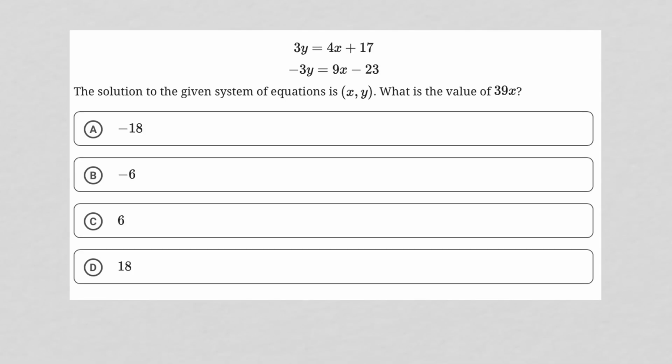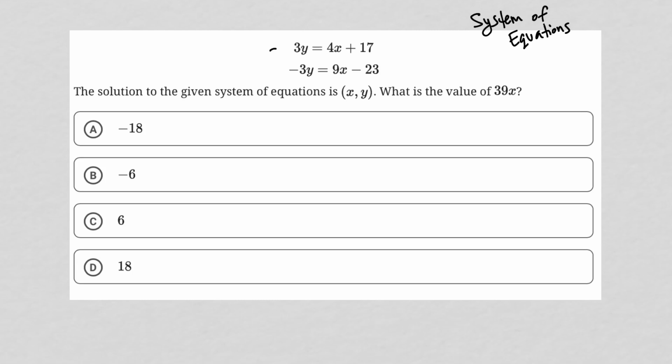So this question is a system of equations question, right? There are typically, I'm not sure that I've ever seen an SAT module that did not have at least one system of equations question. So it's very important that you know how to deal with these.